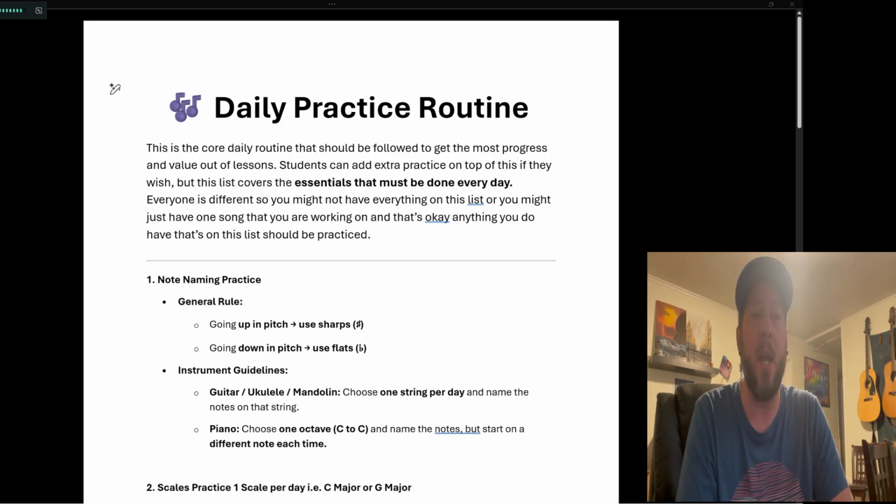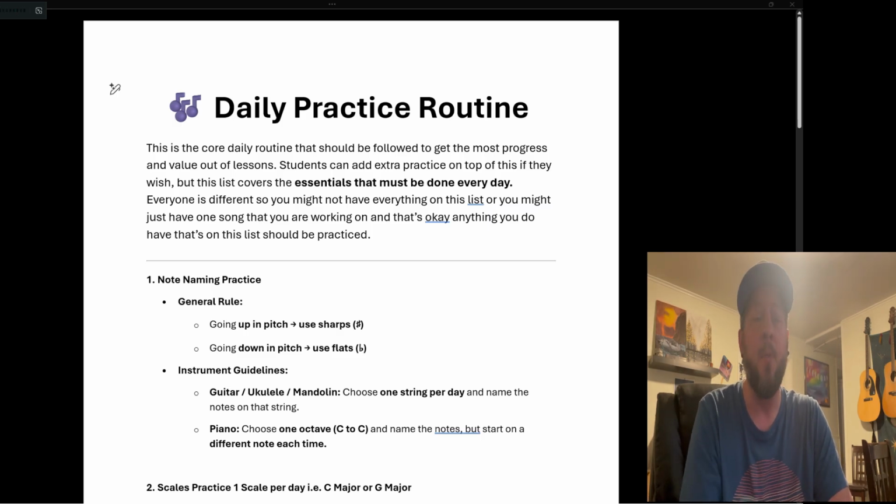But yeah, let's go on ahead and get into the very first thing, which is going to be note naming. So for note naming, the general rule again is going up in pitch, you're going to use sharps. Going down in pitch, you're going to use flats. Now again, this is for note naming purposes. Songs are a little bit different. The key signature will let you know on that.